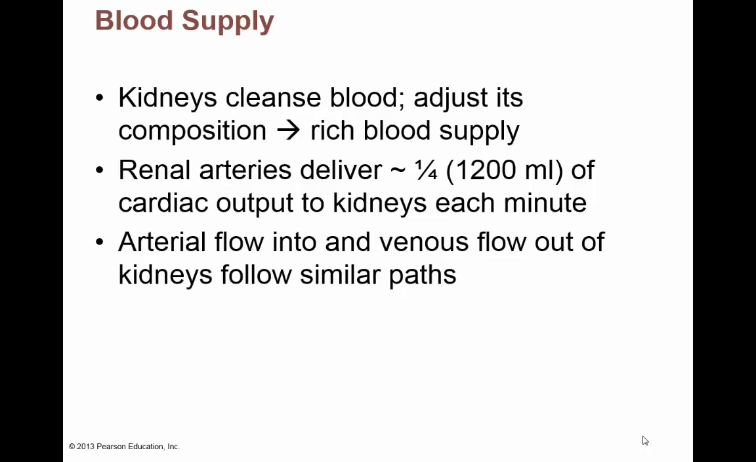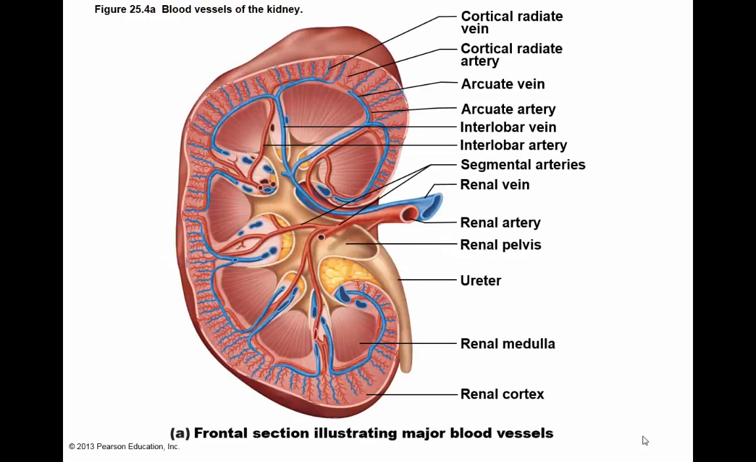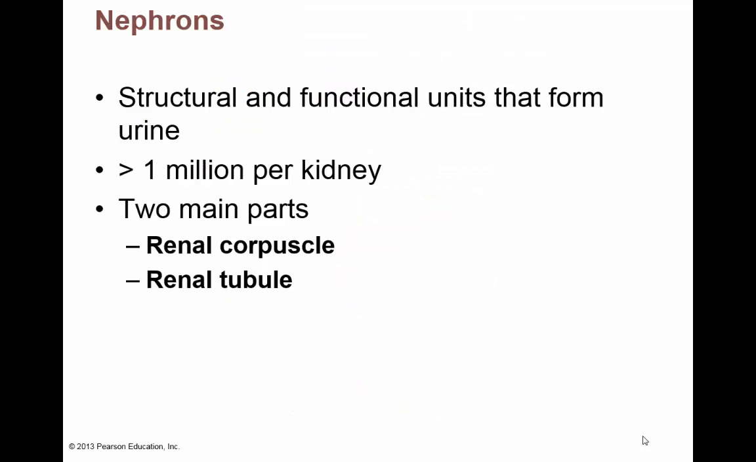Arterial flow of blood into and venous flow of blood out of the kidneys follow similar paths, meaning anywhere you see an artery or an arteriole, you're going to see a vein as well. So you've got arteries and veins running together here, and running together in here. We call them cortical veins and cortical arteries. They're all up in the cortex region. So wherever arteries go, veins are right there next to them.